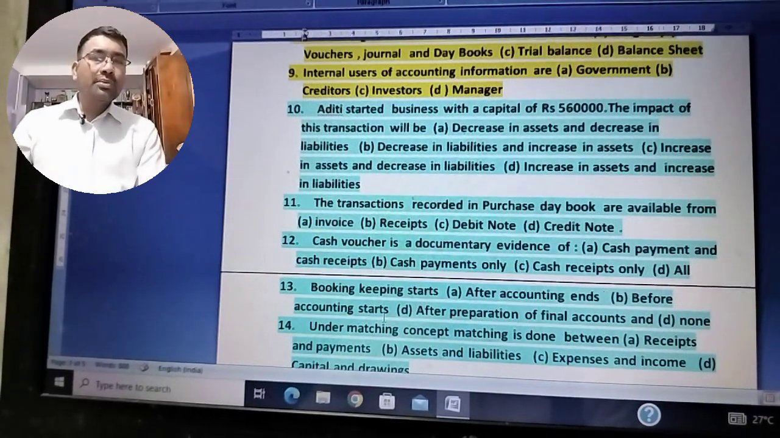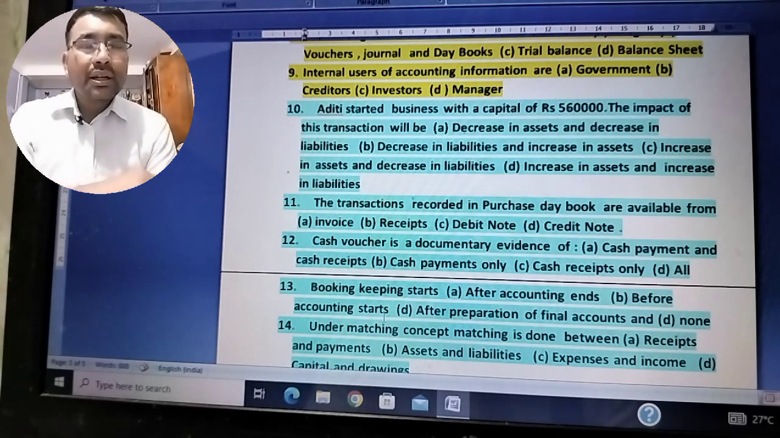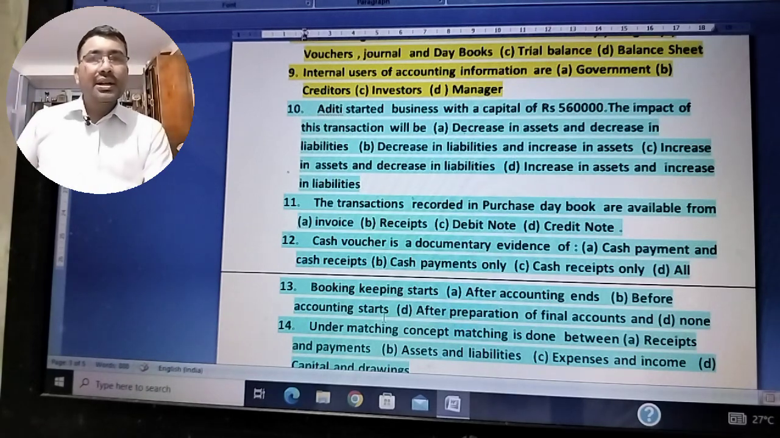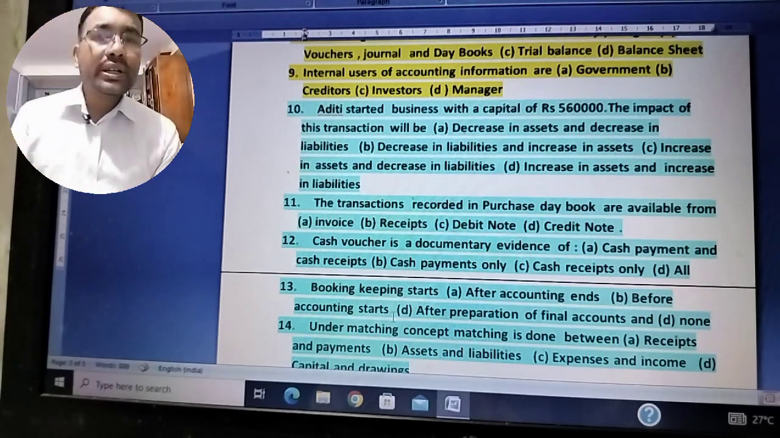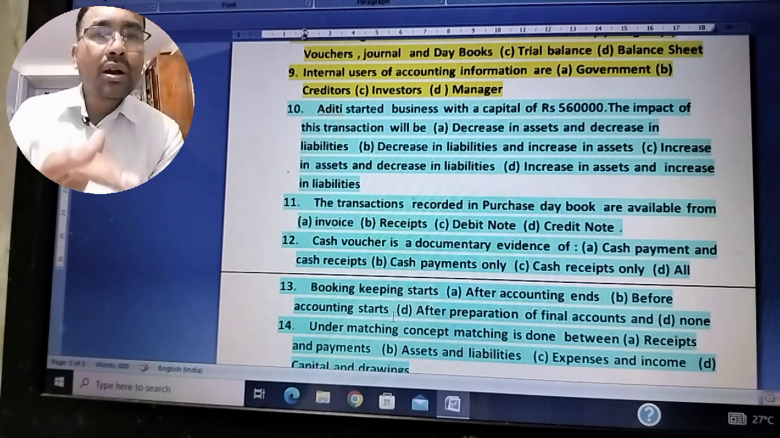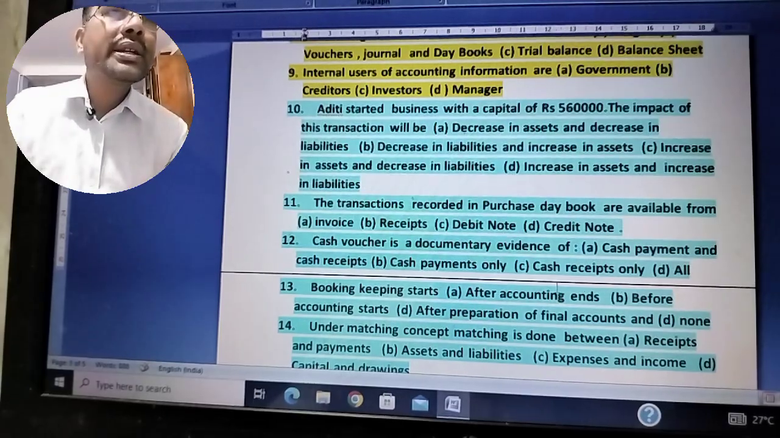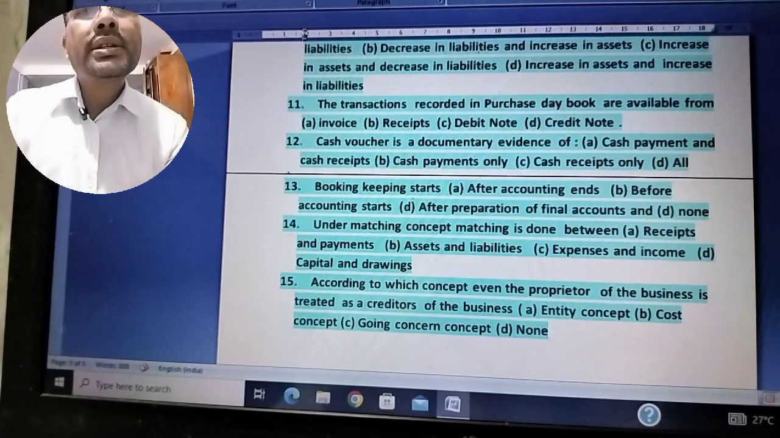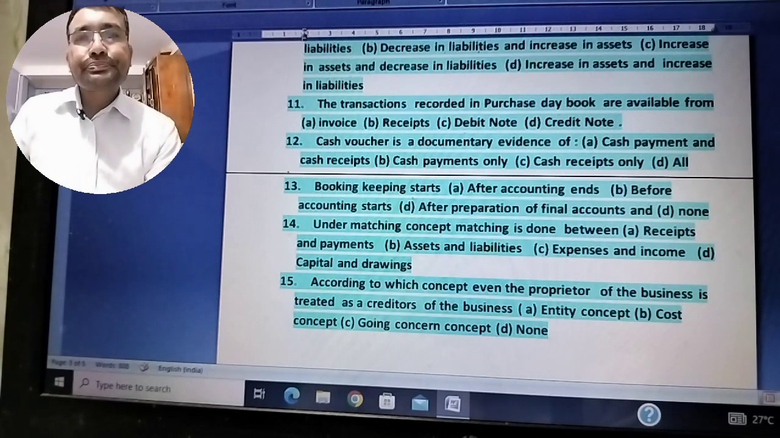So after the work of bookkeeping is completed, then the work of accounting starts. Okay, so accounting starts when bookkeeping ends. So bookkeeping starts before accounting starts. After ending bookkeeping, the work of accounting starts. So bookkeeping starts before accounting. That is the correct answer. So the correct answer is option B.